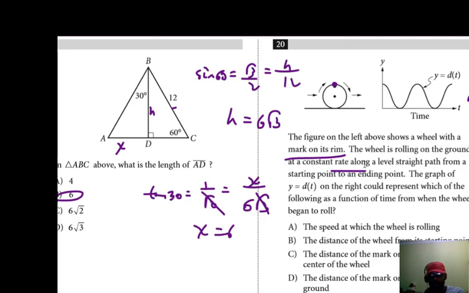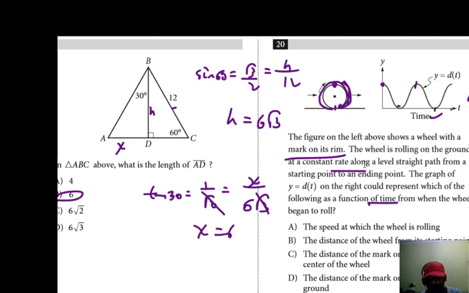Which of the following could represent the graph as a function of time? Okay, when the wheel begins to roll, at the wheel, it gets here. When it rotates, the speed increases, as you can see, and it goes up, it decreases, and it increases. Therefore, the time is given. If the time is given, what will happen here? So it starts at the top and goes down and goes up, goes down.